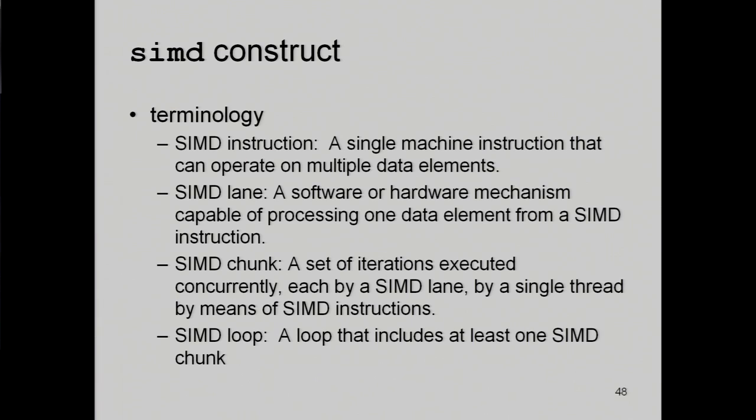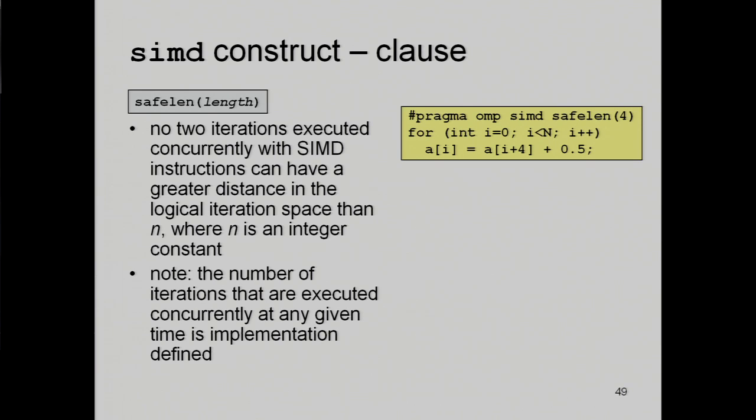So again, some terminology. You'll find it in the spec, and I won't go through it. You can look up the spec to find out the terminology, and I'll just dive into the example to see what it means. So one of the clauses that we mentioned is the safelen clause, and it specifies the length. What it means is that no two iterations executed concurrently with the SIMD construct can have a greater distance in the logical iteration space than n. That means they shouldn't be far apart.